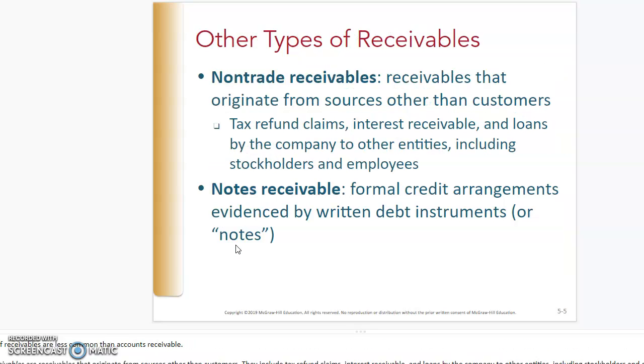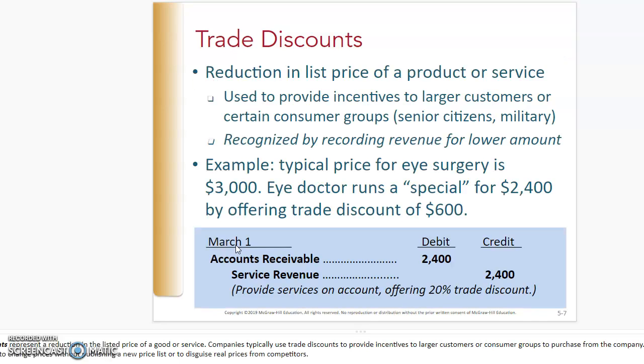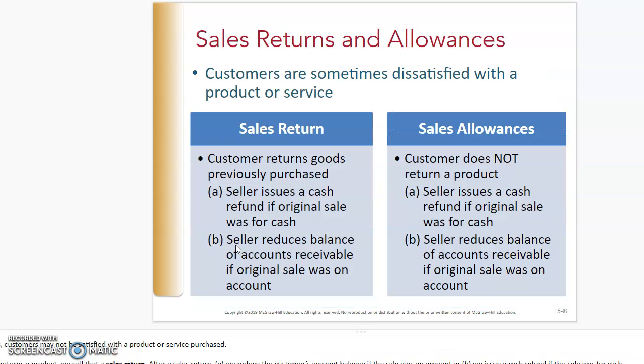Okay, other types of receivables, we have non-trade receivables and notes receivables, which are also covered in the chapter. All right, trade discounts are nothing more than a volume discount, and we don't do anything special in the books for those things. We just record the sale at whatever the discounted price is. All right, sales returns and allowances. This gets a little more involved and something that I think we need to spend a little more time on.